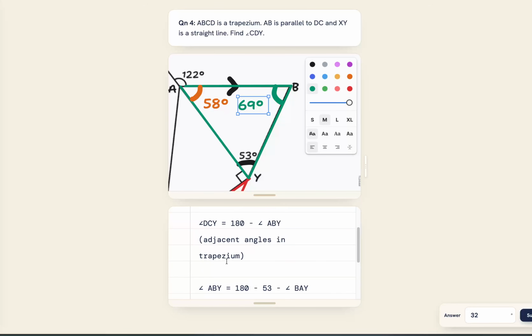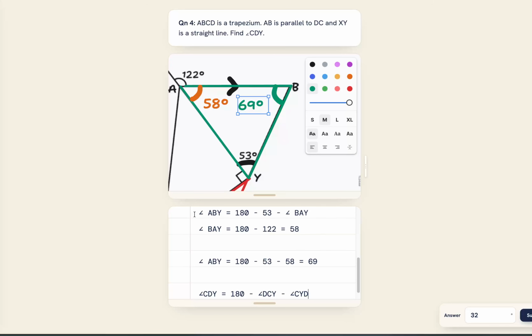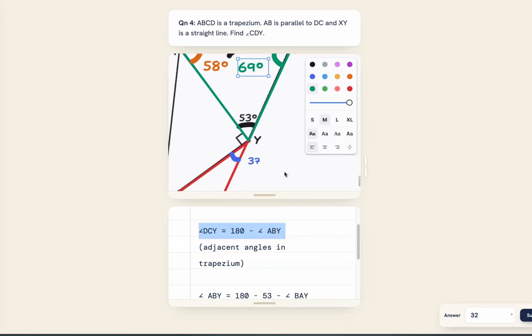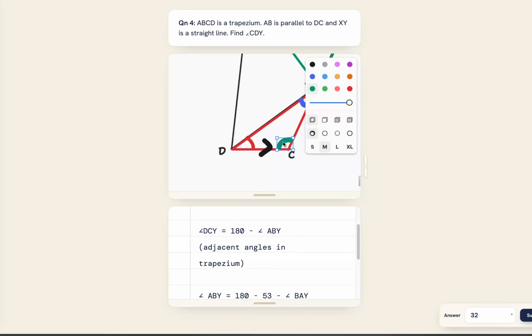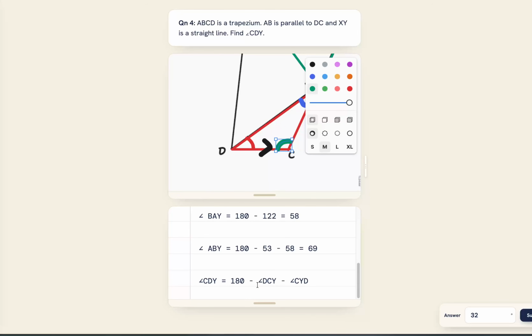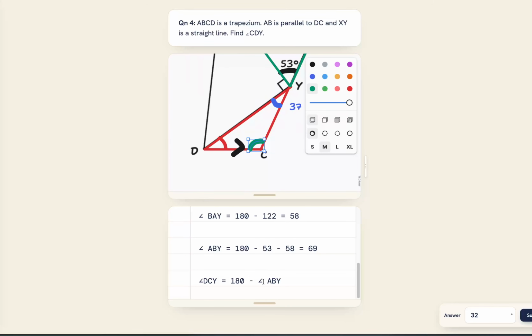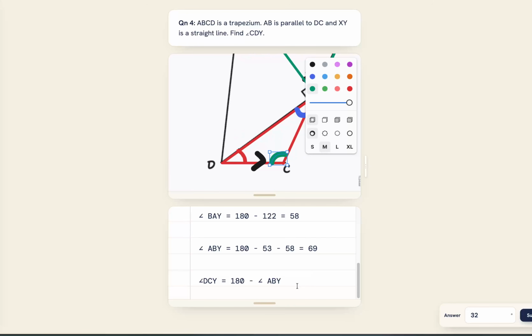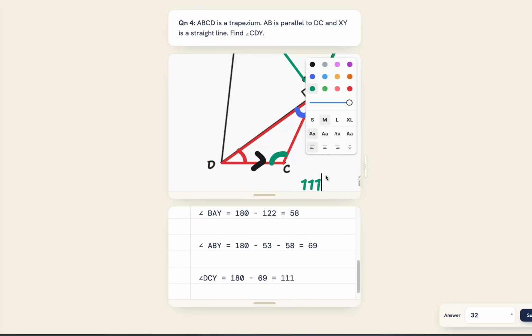We need to find ABY over here. No, we already know ABY. So we want to find this other angle over here. Angle DCY is 180 minus 69 degrees because they are adjacent angles in a trapezium. So we just minus 69, and this will give us 111. So now we know this angle is 111 degrees.